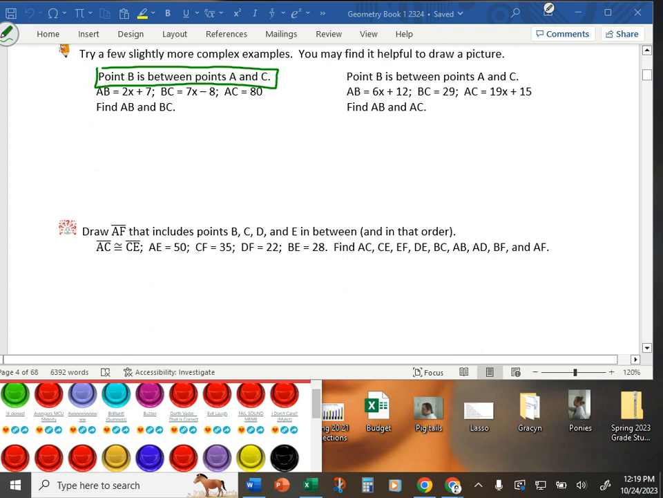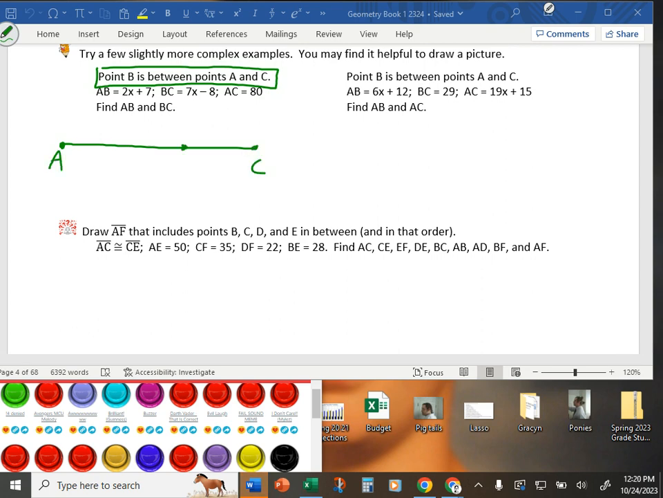So when we draw this out, we're going to draw a segment AC. We know that A and C are the endpoints, but we're going to stick point B somewhere in between them. Doesn't matter exactly where. All the information we have is that it's between. Then we're told that AB, the distance from A to B, is 2x plus 7.